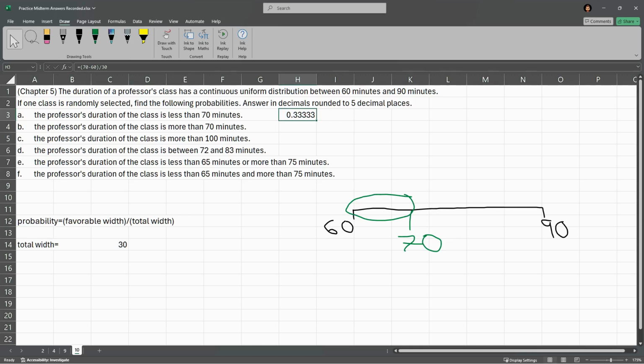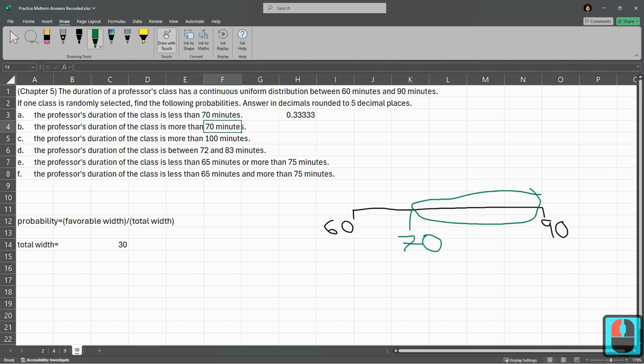Now we're going to move on to part B. More than 70. So we're going to use 70, but we want more than 70 now. So that's right over here. You could, of course, do 1 minus this probability. That would work. But we're just going to compute it out instead. So here I'm going to get the favorable width. Now for this, big is 90, small is 70. So it's 90 minus 70. So 20 minutes, or 20 is our favorable width. Divide by total width of 30. So there's our part B probability.